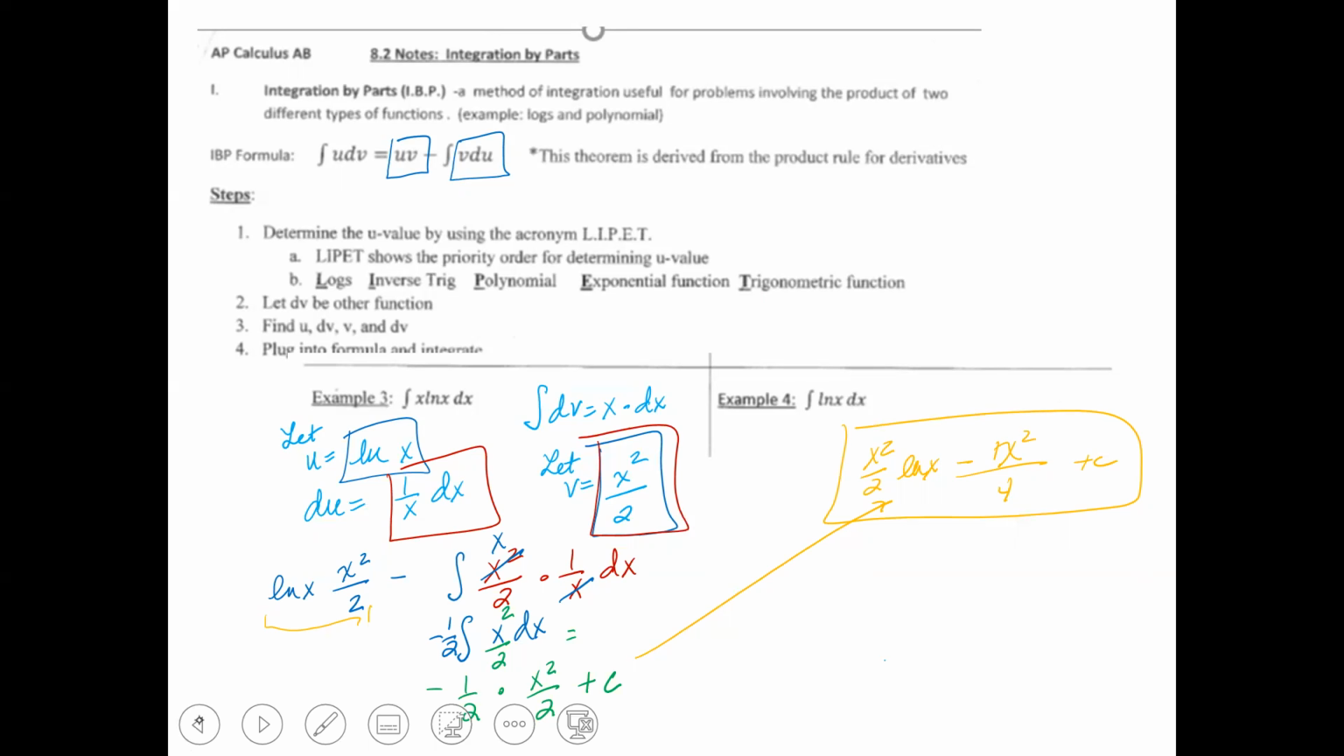All right, let's take a look at example 4. So for example 4, we know that you have the integral of ln x dx. So looking at this part right here, I know that it is the integral of ln x times 1 dx, and I know that the integral of dv is equal to the integral of dx.